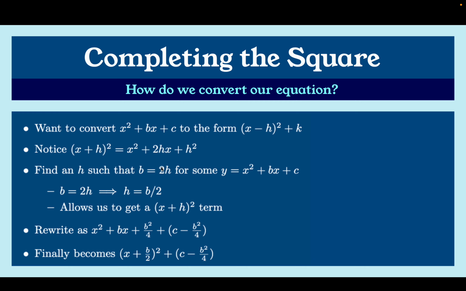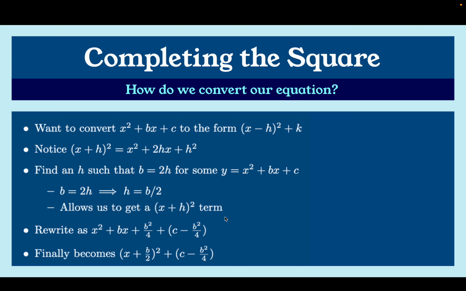The key insight is to notice that (x + h)² is equal to x² + 2hx + h², which is shown by expanding the left-hand side. Therefore, we want to find the value of h such that b is equal to 2h, since our b is the part of the 2h term on the right-hand side, for some y = x² + bx + c. But since b is equal to 2h, that implies that h is equal to b over 2. This substitution allows us to get an (x + h)² term.